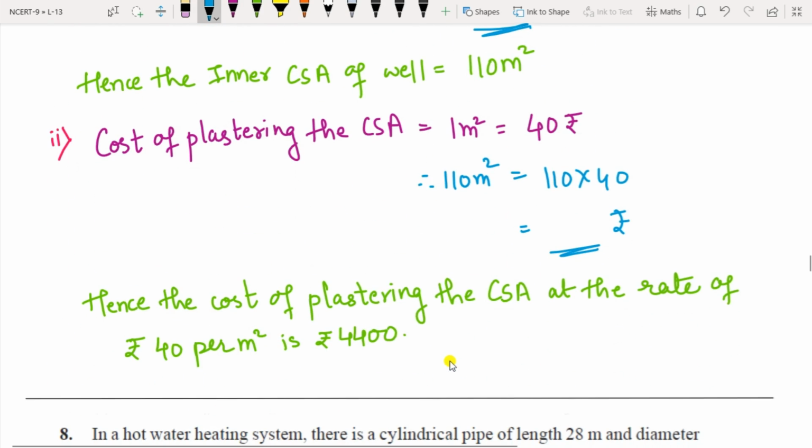Then you have to find the cost of plastering. The rate is given as 1 meter square is 40 rupees. So the required area is 110 meter square. Cross multiply, you will get it as 4400 rupees. So the cost of plastering the curved surface area at the rate of 40 per meter square is 4400 rupees.